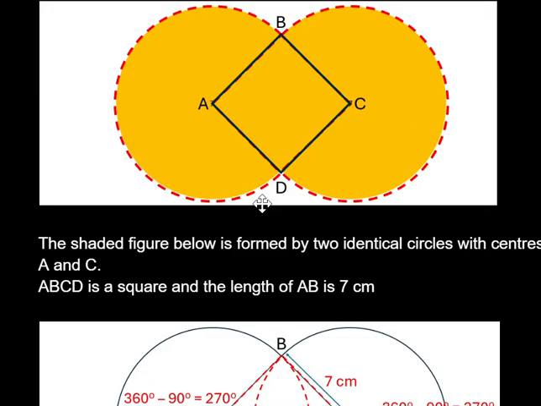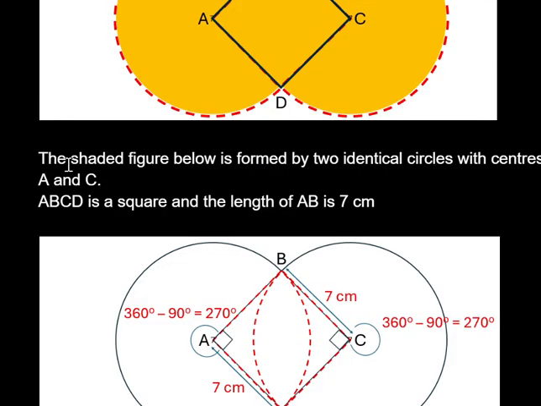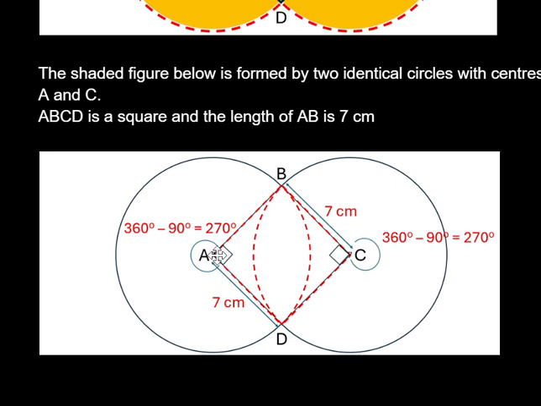So what does the question tell you? The question tells you that the shaded figure below is formed by two identical circles with center at A and C. Which means that this is center A and C. This is two identical circles. ABCD is a square with length AB, which means that this length here is 7 cm. This length is 7 cm, this length is 7 cm, this length is 7 cm. The reason is that it is a square.